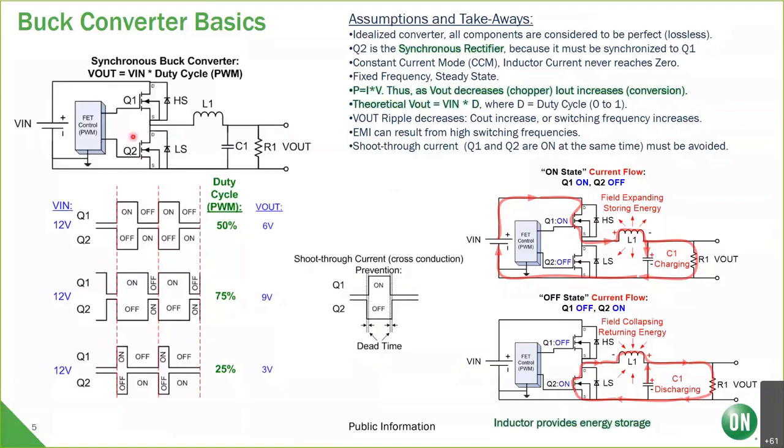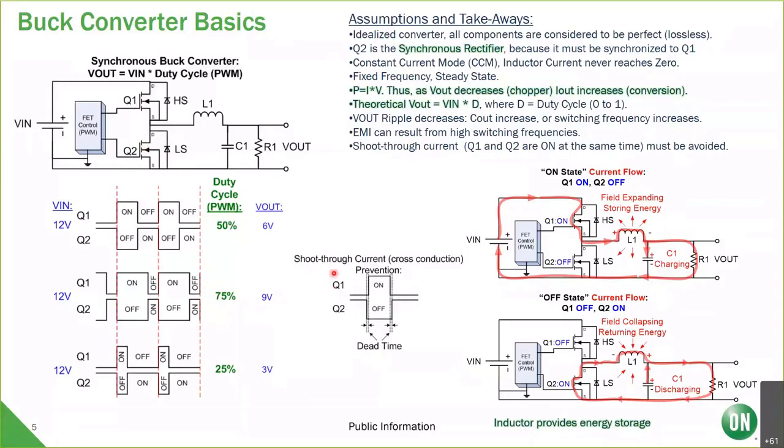Q2 is called the synchronous rectifier. Originally, in early bucks, for an asynchronous buck, this was a diode. It was replaced with an N-channel MOSFET because it's more efficient. And that became what was called a synchronous buck converter. The synchronous rectifier is called the synchronous rectifier because it needs to be synchronized to Q1. Okay, so it's always tied to Q1.